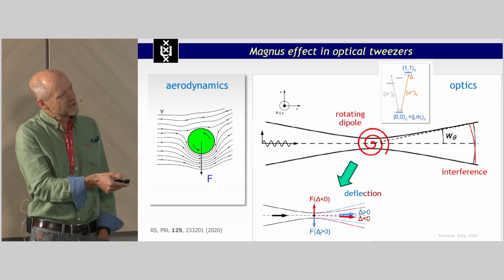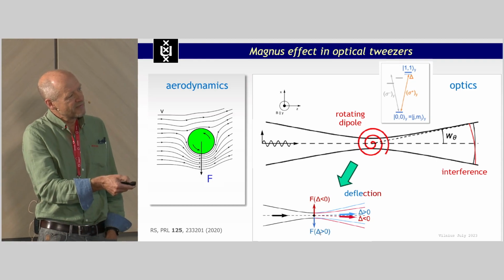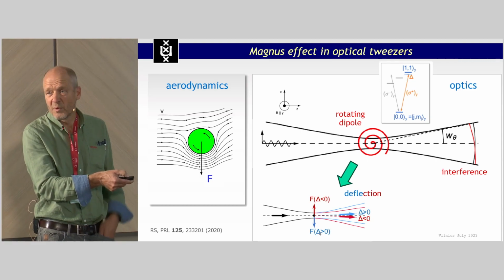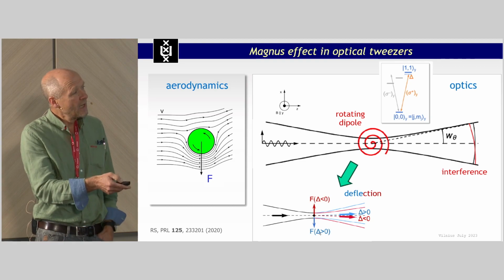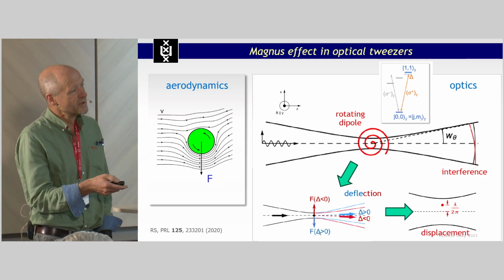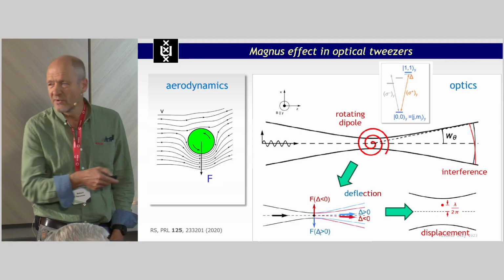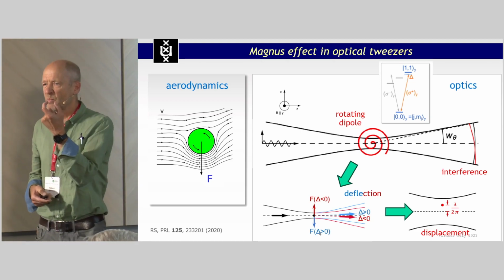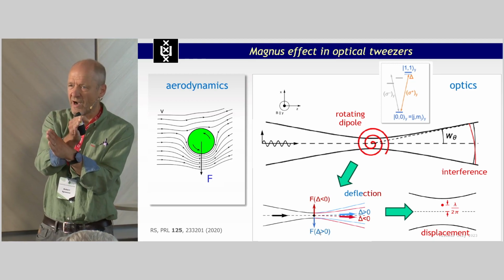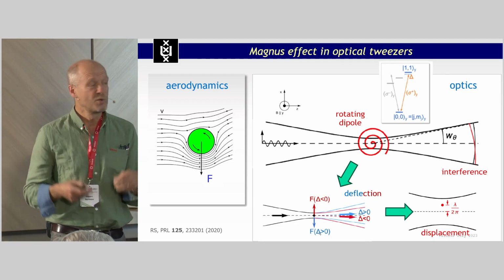For red detuning, it's going down in this picture. That means that the force on the atom will be going up for momentum conservation. And the consequence of that is that the atom will not sit on the optical axis of the tweezer. It will be pushed a little bit off to the side. And it turns out this displacement of the tweezer trap is lambda bar, lambda over 2 pi.